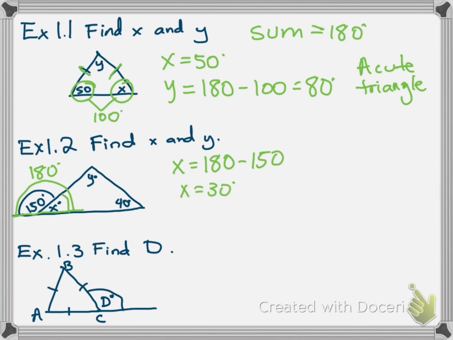Now that I know that x equals 30 and the other one is 40, then I know that y is going to be 180, because it's the sum of all three angles, minus 30 minus 40.